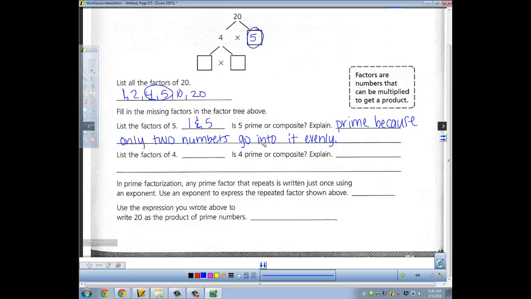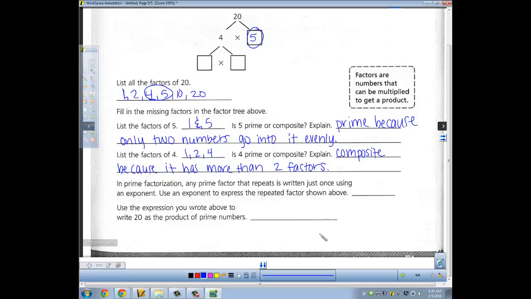Next, we want to list the factors of 4 because I have 4 in my tree diagram. So the factors of 4 are 1, 2, and 4. So is 4 prime or composite? And explain. This one would be composite. The reason is because it has more than 2 factors. It has 3 factors.